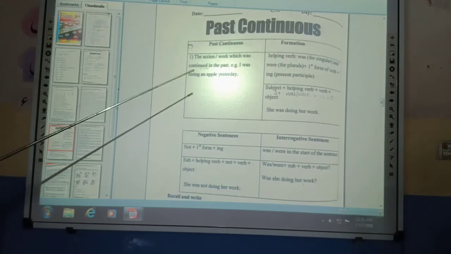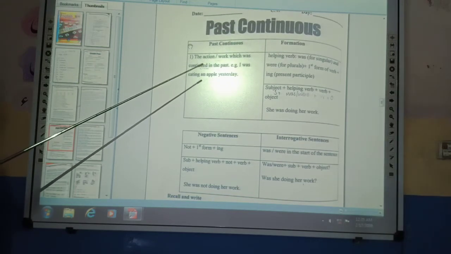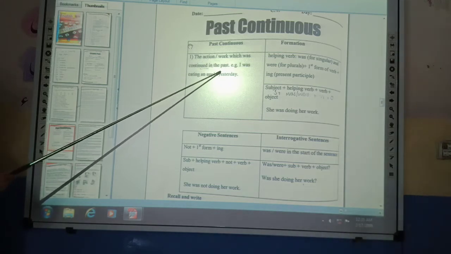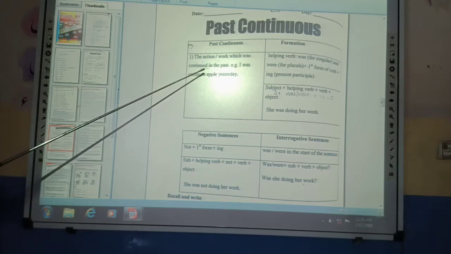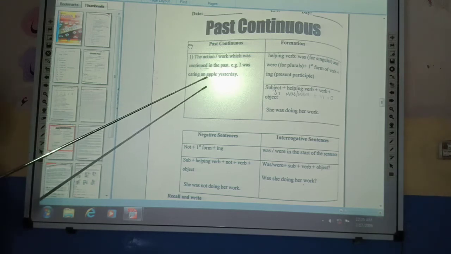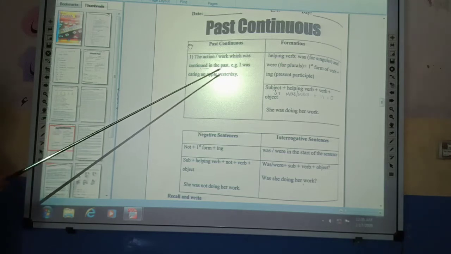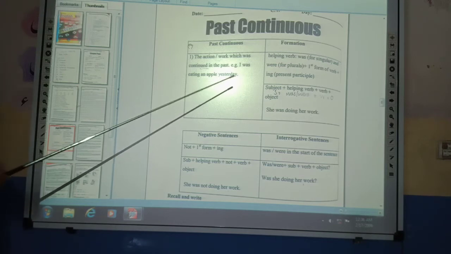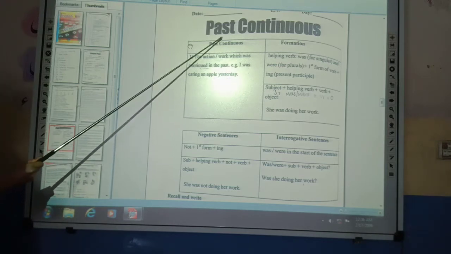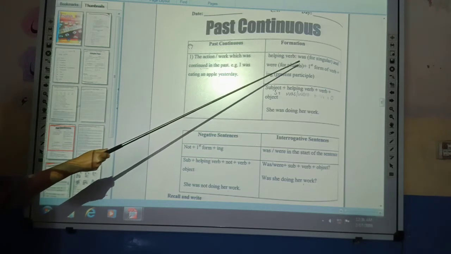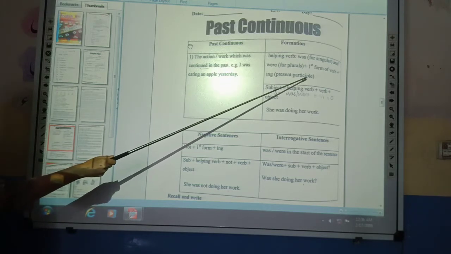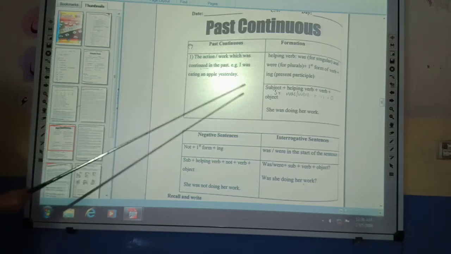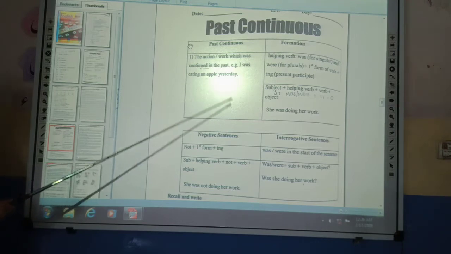The next topic is past continuous tense. What is past continuous? It is used to show an action or work which was continued in the past. वो काम उस action को show करता है जो past में continue था, मतलब वो खत्म नहीं हुआ था, वो जारी था. For example, I was eating an apple yesterday. मैं कल एक एप्पल खा रहा था. What are the helping words used in the past continuous tense? Was for singular and were for plural, plus first form of verb plus ing, that is present participle. Always first form of verb is used in the past continuous tense.